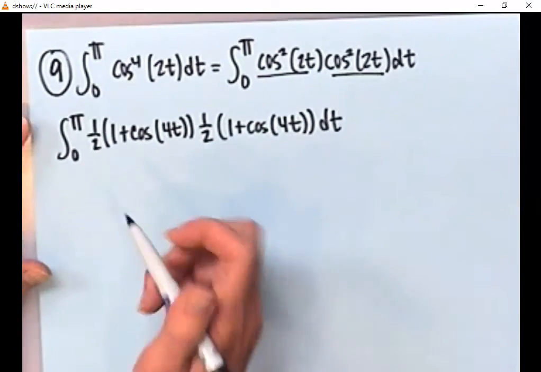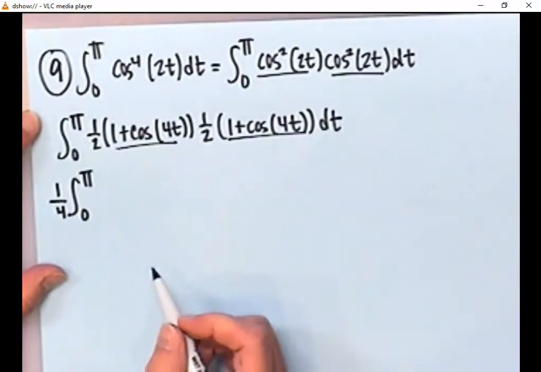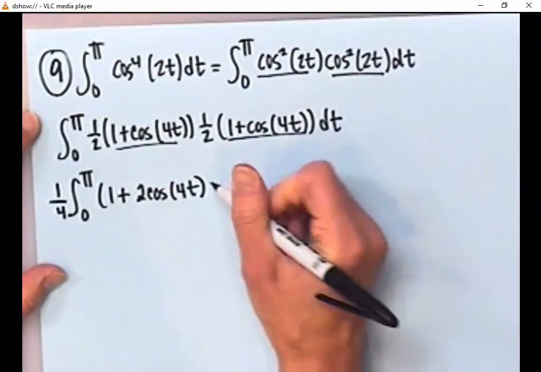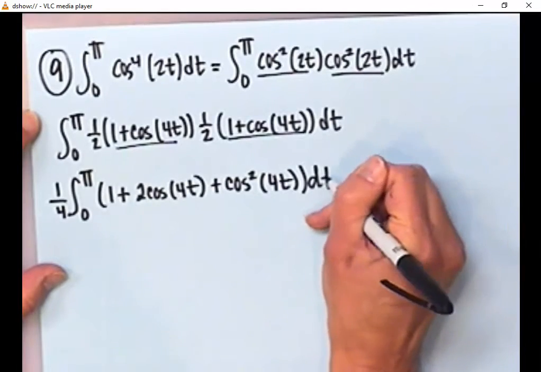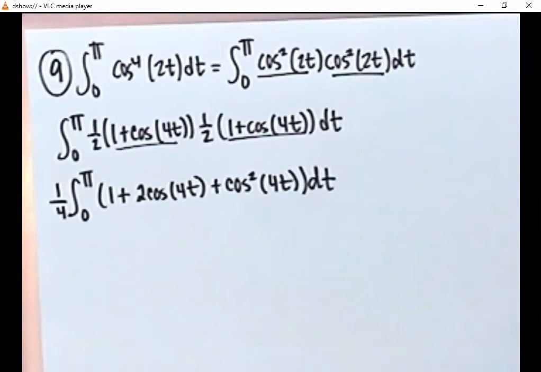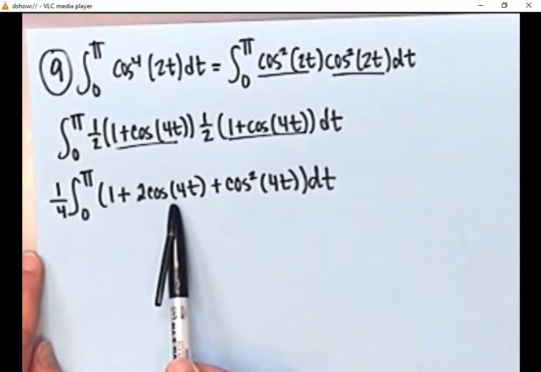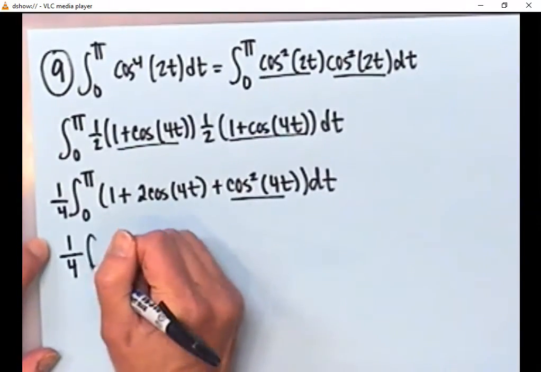So pull out the 1/2, make them a 4th out front. FOIL these two out. So then you'll have 1 plus 2 cosine of the 4t, if you add the middle terms together, and cosine squared of 4t. Cosines are both positive in the power reducing. Anything else I could do now? I can integrate this, and I can integrate that. What's the only thing I still can't integrate? The square. What are you going to have to do with that? Power reducing. Yeah, change it again.